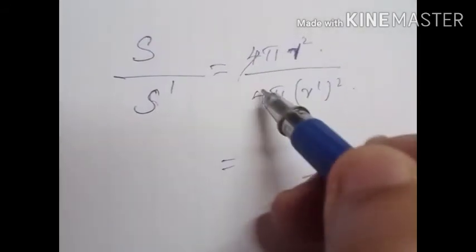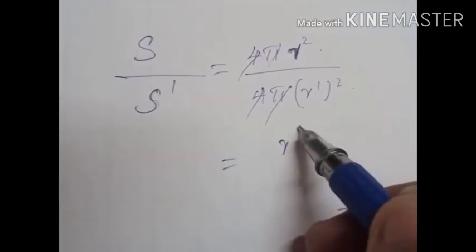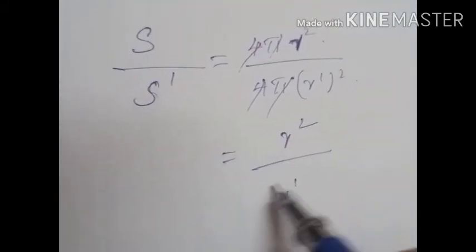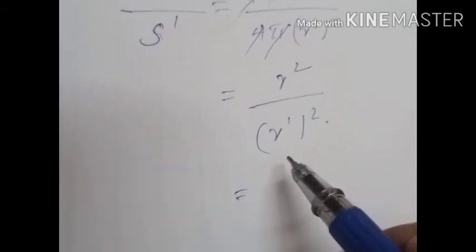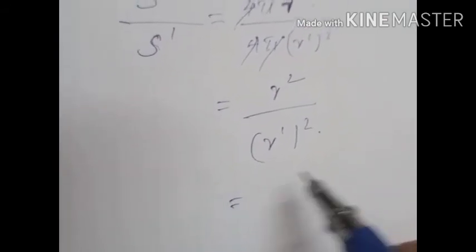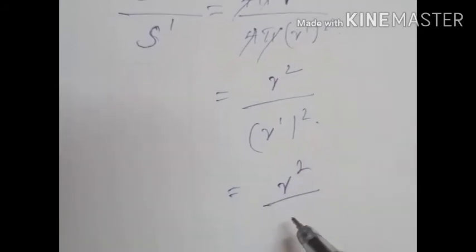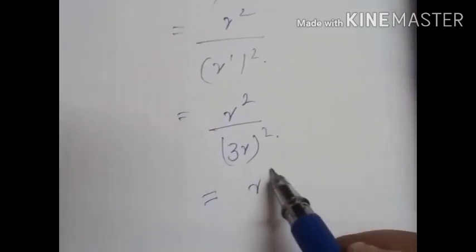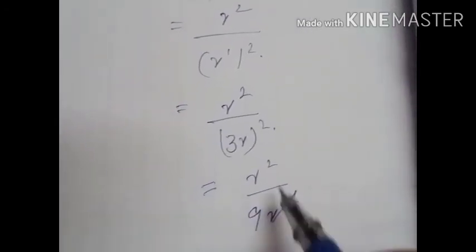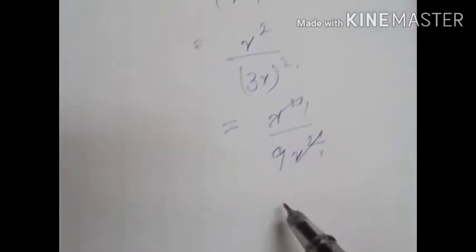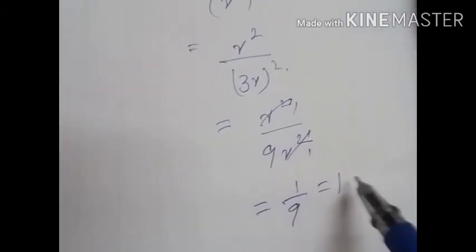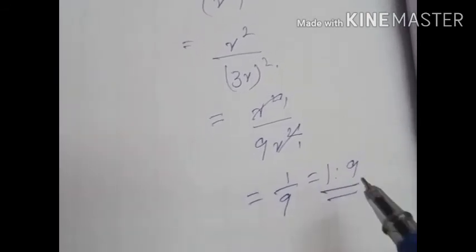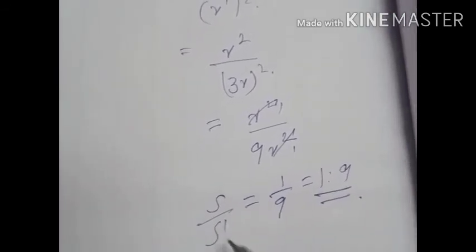Then we can cut this 4 and 4, pi and pi. Then r square by r dash square. We already got r dash equals 3r, so we can substitute the value of r dash as 3r. So 3r square, so it equals r square by 9r square. Then we can cut r square and r square. Then the ratio will be 1 by 9, that is 1:9. So the ratio between S and S dash is 1:9.